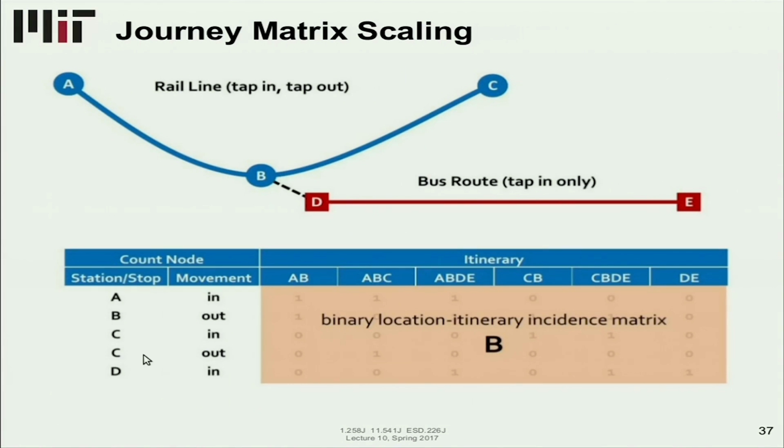We prepare a binary location itinerary incidence matrix with zeros and ones, associating each itinerary with the count nodes. AB is one itinerary that is shown there. So is ABC, ABDE, not CB, not CBDE, not DE, as an example. So we have this big matrix of zeros and ones.